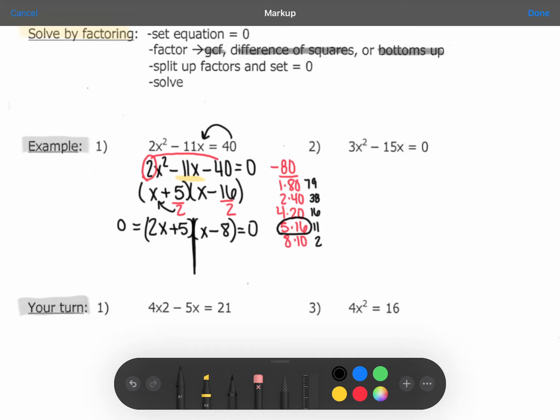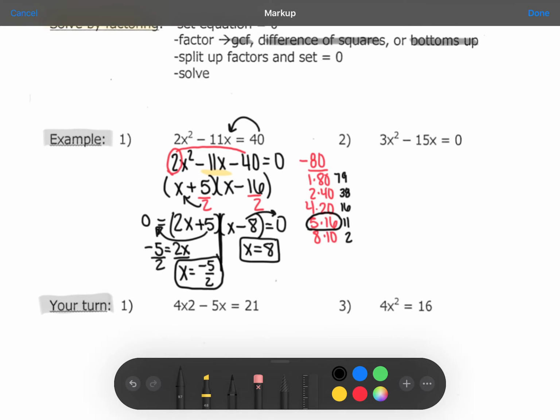So on the left side, I would subtract 5. So 0 take away 5 is negative 5. And then to solve for x, you would divide by 2. So x equals negative 5 over 2. On the right-hand side, you're simply going to add the 8. So x equals 8. Got it? Okay, good.